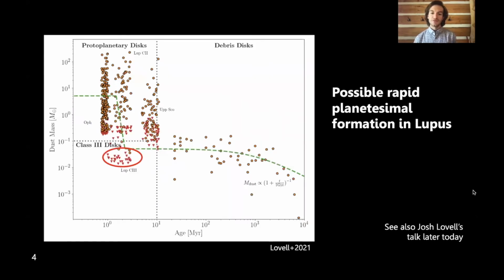More recently, Lovell et al. 2021 present ALMA observations of a series of possible class 3 disks in Lupus, which have very low millimeter dust masses. From these observations, they provide conclusions which include the possible rapid planetesimal formation in Lupus. And so this begs the question of how these earlier protoplanetary disks connect to these later stage debris disks.